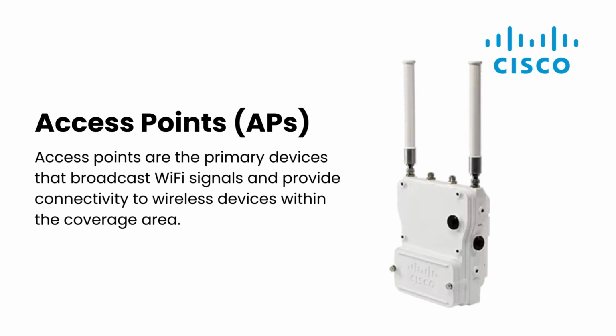Key components of a Wi-Fi system in process areas. Access points are the primary devices that broadcast Wi-Fi signals and provide connectivity to wireless devices within the coverage area. In a process area, multiple access points are typically deployed strategically to ensure complete coverage and minimize dead zones. These access points should be industrial grade and capable of withstanding the environmental conditions of the process area.